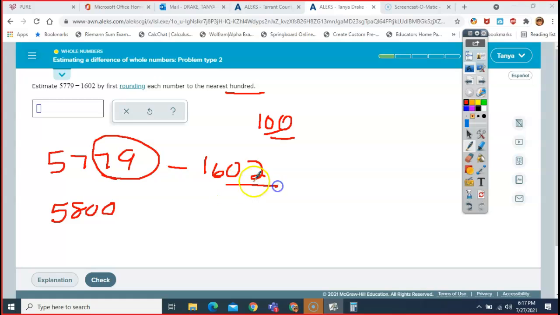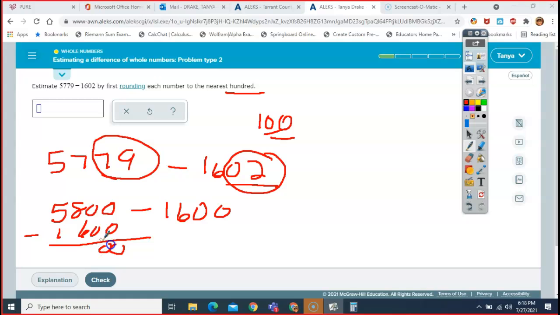All right, and then minus 1602. Since this 0 is below 5, this is just 5,800 minus 16. So I'm going to put that 16 right here. 0, 0. 8 minus 6 is 2. 5 minus 1 is 4. So my answer should be 4,200.